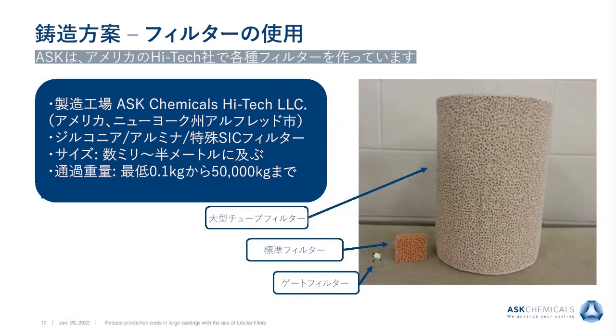You can see on the picture here on the right-hand side the range of filters we are producing. We start with small gate filters with a size of a few millimeters, over the standard filters, typical things, 50 by 50, 75 by 75, and so forth, and up to giant tube filters, which is really a big piece.